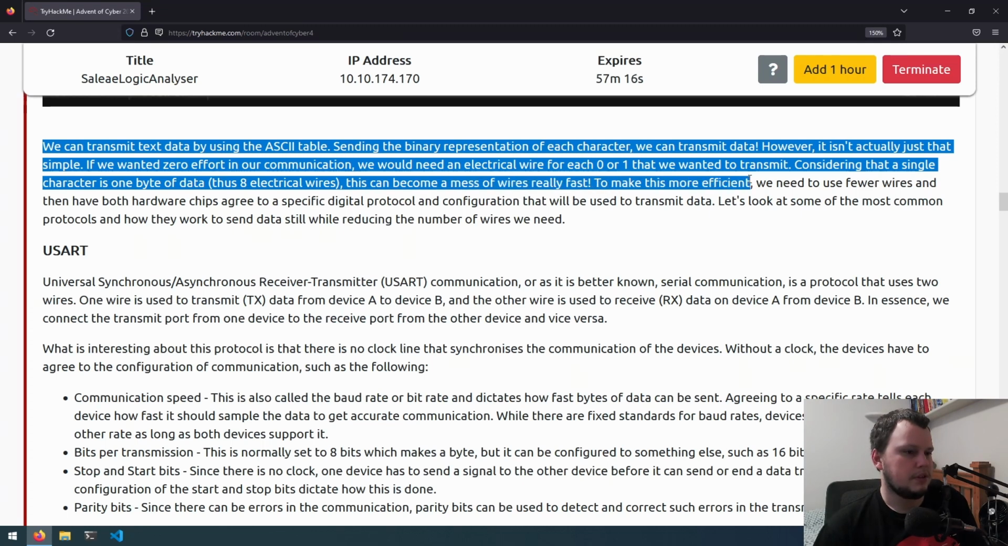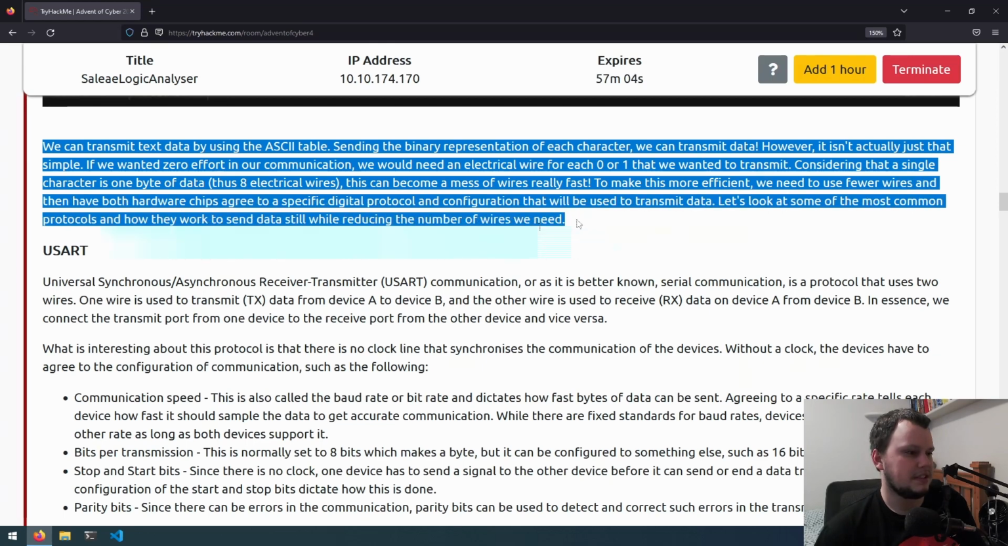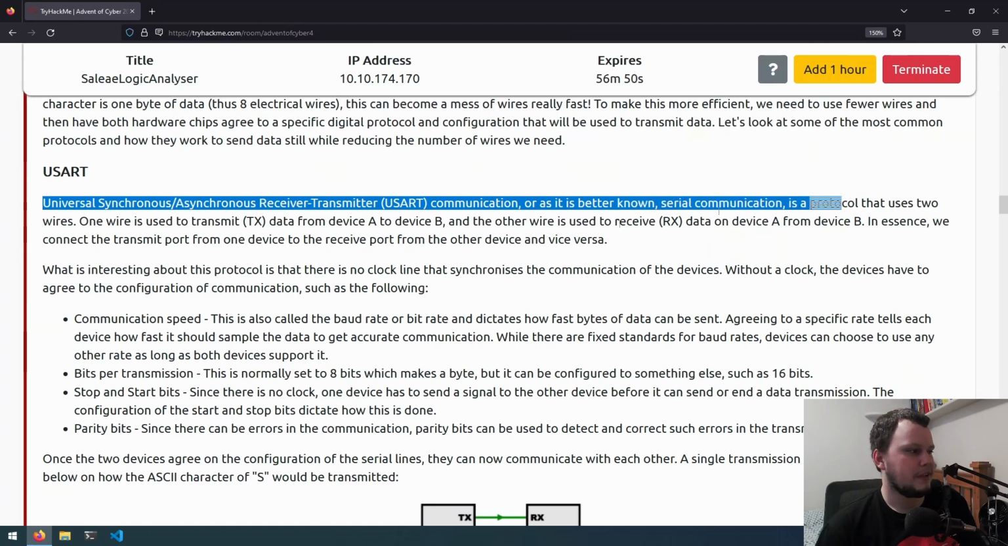To make this more efficient, we need to use fewer wires and then have both hardware chips agree to a specific digital protocol and configuration that will be used to transmit data. Let's look at some of the most common protocols and how they work to send data, still while reducing the number of wires needed. Universal Synchronous Asynchronous Receiver Transmitter, or USART, communication, or as it's better known, serial communication, is a protocol that uses 2 wires.